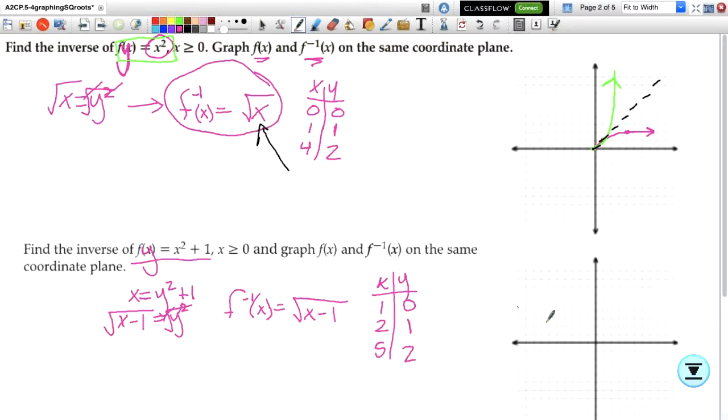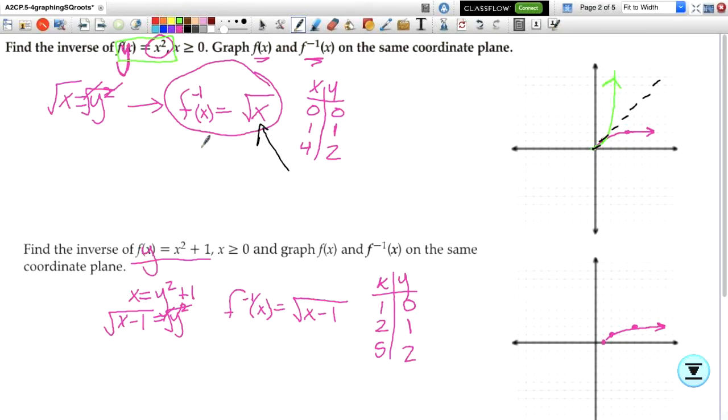So I'll graph this up. I'm going to go over 1, up 0, over 2, up 1, and then over 5. So 1, 2, 3, 4, 5, up 2. And here's that little curve for the square roots.